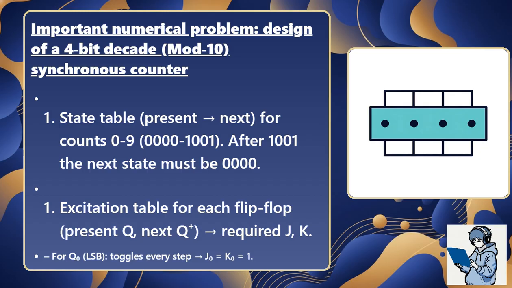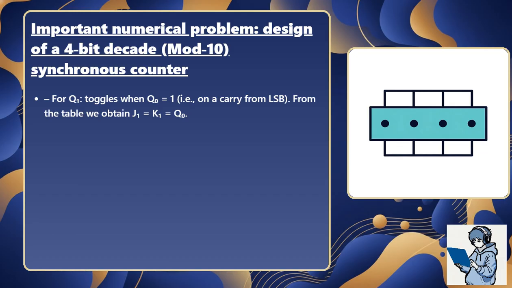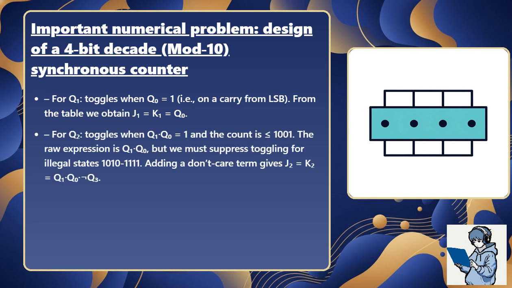For Q0, the least significant bit, toggles every step, so J0 equals K0 equals 1. For Q1, toggles when Q0 equals 1, a carry from the least significant bit, therefore J1 equals K1 equals Q0. For Q2, toggles when Q1 and Q0 are both 1 and the count is less than or equal to 1001. Raw expression is Q1 and Q0, but we must suppress toggling for illegal states 10 to 15. Adding a don't care term gives J2 equals K2 equals Q1 and Q0 and not Q3.